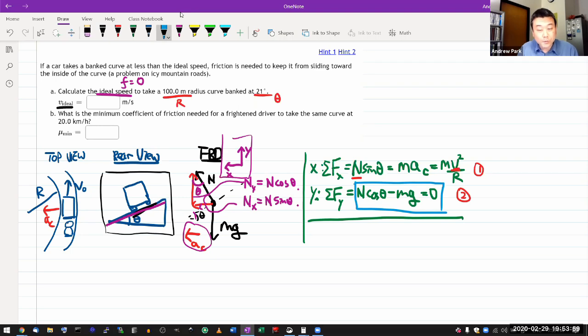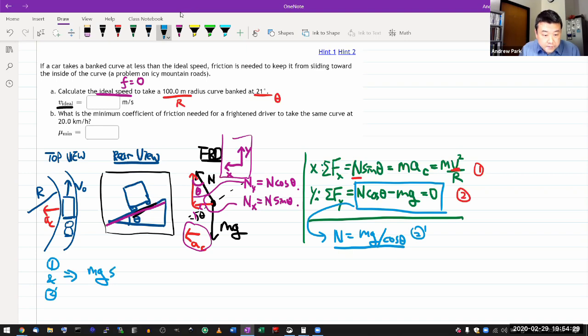So I'm going to solve equation 2 for n. That gets me n is equal to mg divided by cosine theta. And this is going to become my tool, 2 prime, my tool for eliminating n, normal force, from my system of equations. So plugging 2 prime into 1, this is what I'm going to get. 1 and 2 prime gets me mg over cosine theta times sine theta, that's the left hand side, is equal to m v squared over r.